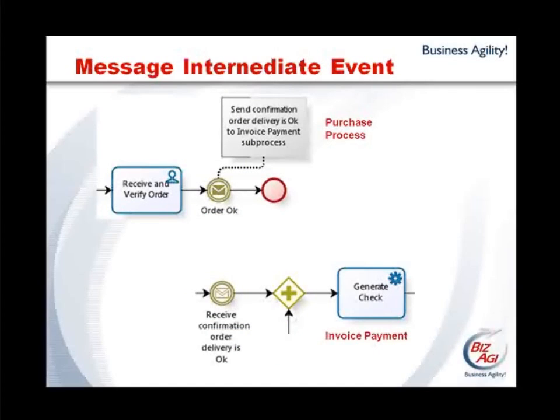When the message intermediate event is placed within the normal flow of the process, if the message intermediate event is used to catch, it indicates that the process cannot continue until the message has been received. If the event is used to throw the message, when the token arrives at the event, then the message is sent and the process continues.